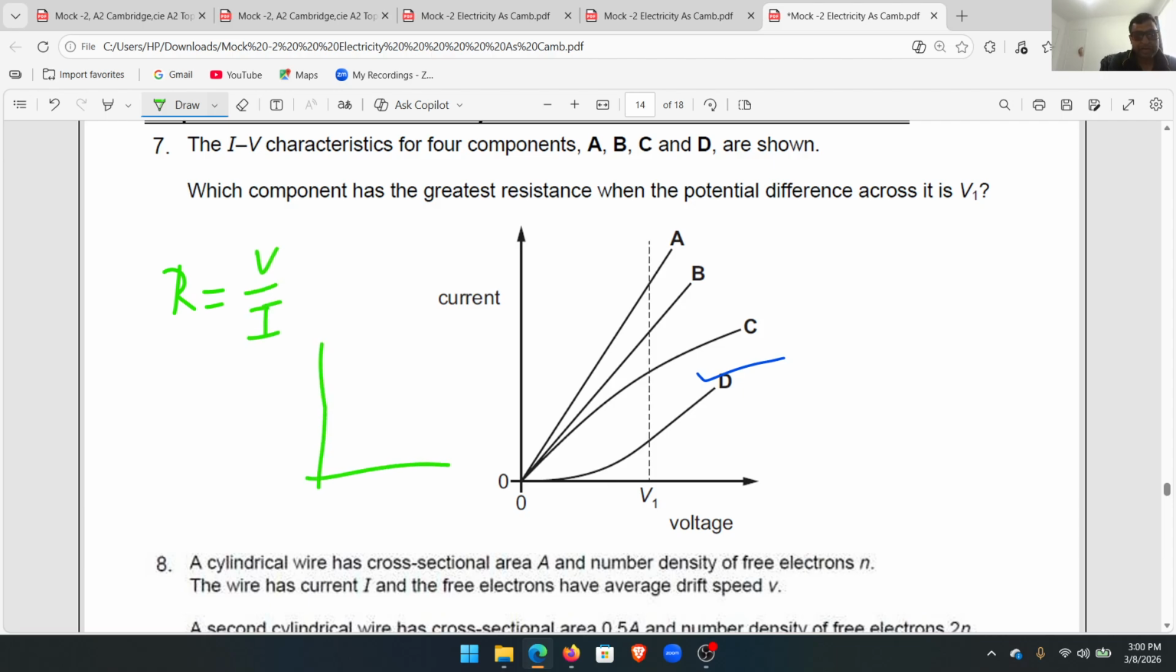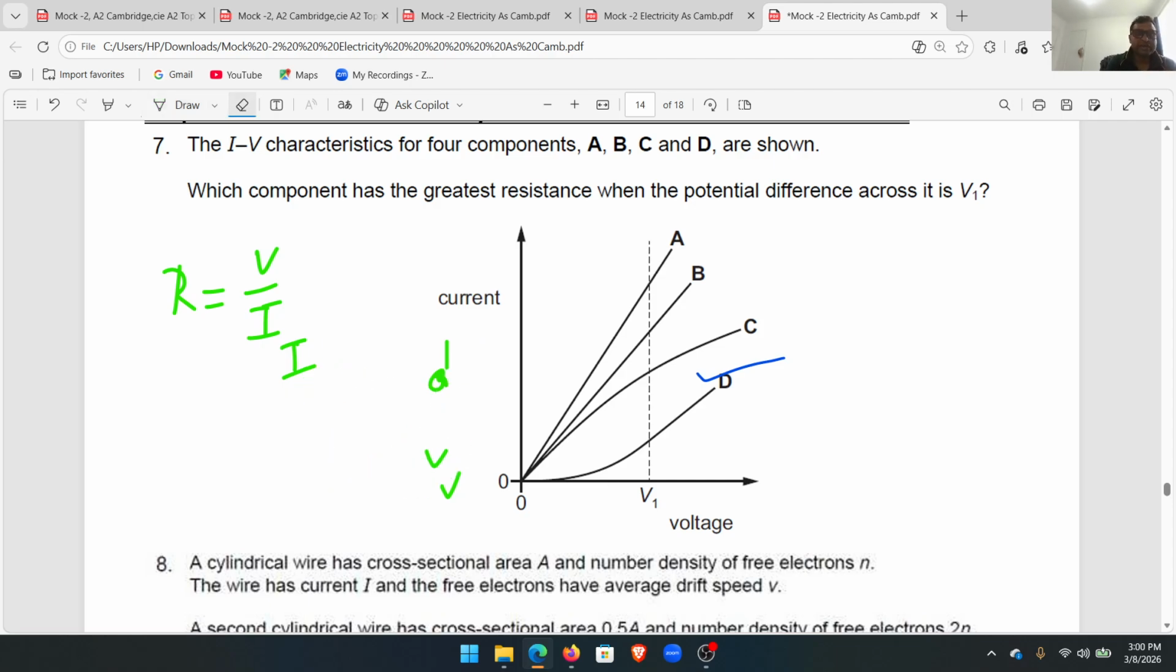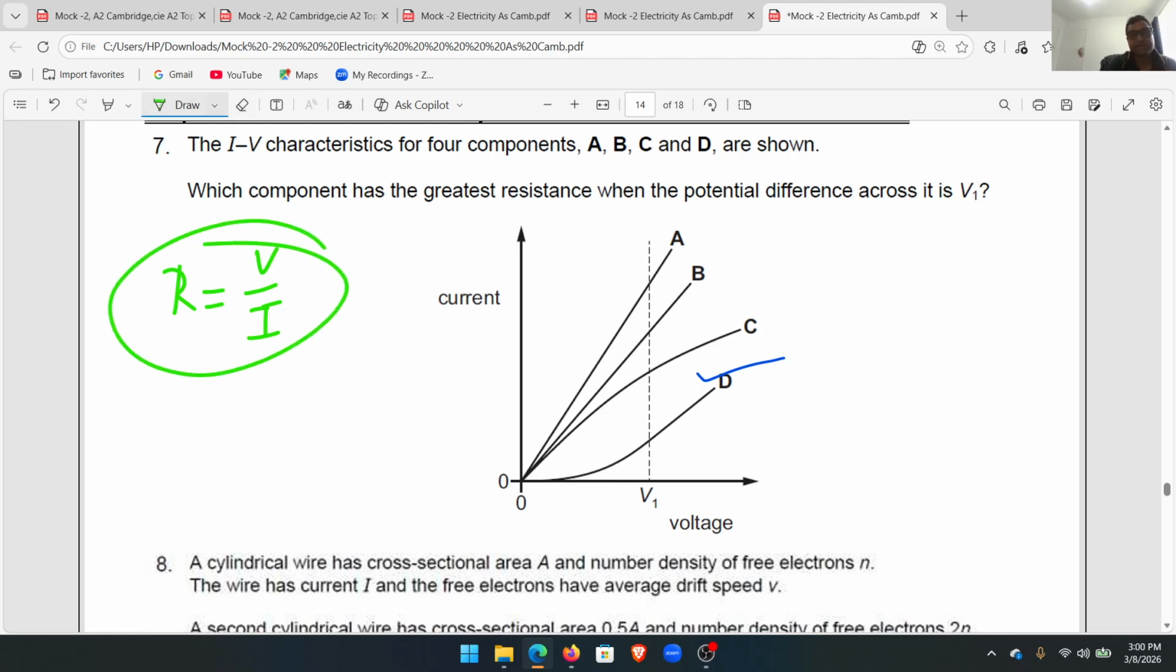That means if a graph of current against voltage is like this, in any case, if it becomes flat, look, this line has a zero gradient, but still there is a resistance V by I. V has a value, I has a value, so there will be resistance. So resistance is not delta V by delta I. Resistance is actually the ratio V by I.